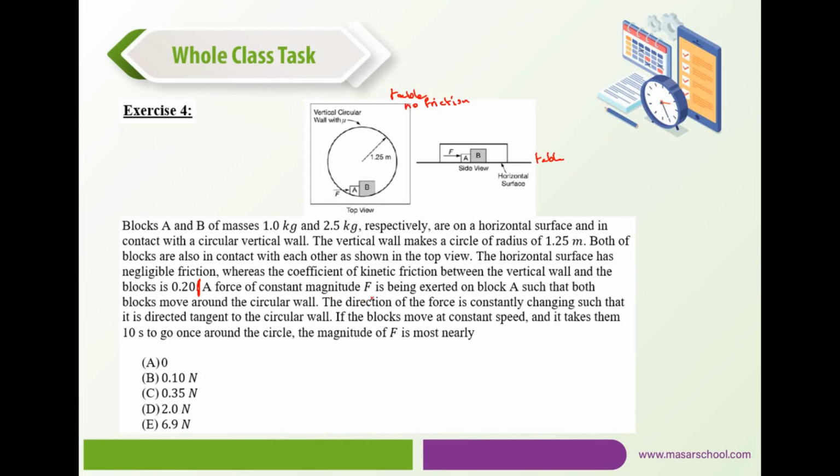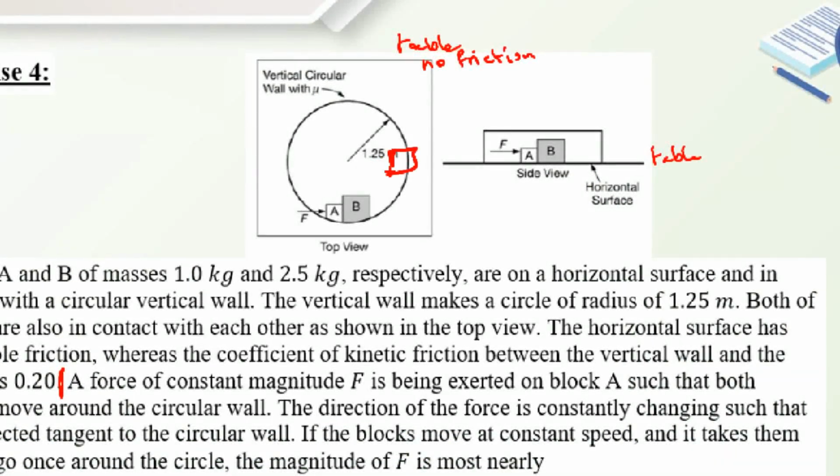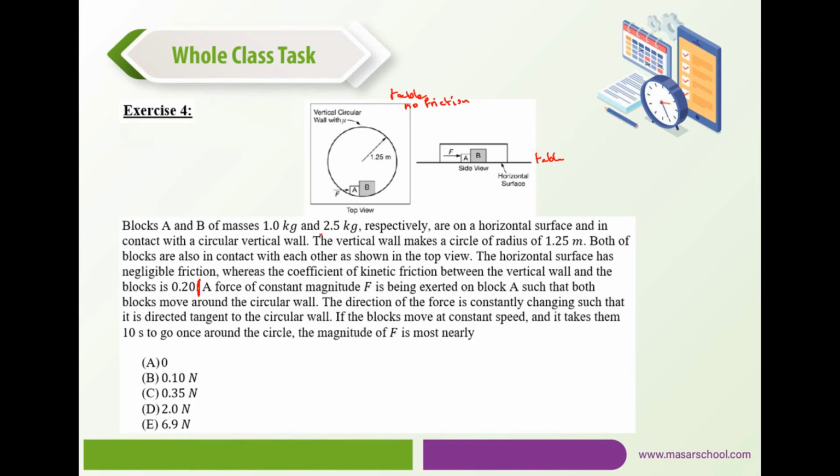A force of constant magnitude F is being exerted on block A such that the blocks move around the circular wall. The direction of the force is constantly changing such that it is directed tangent to the circular wall. Now suppose if the blocks are here, then the force F would be up like that, such that it's always tangent to the circular wall. If the blocks move at a constant speed and it takes them 10 seconds to go around the circle, the magnitude of F is most nearly.